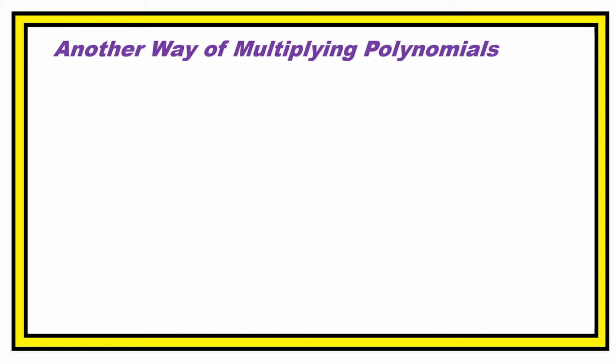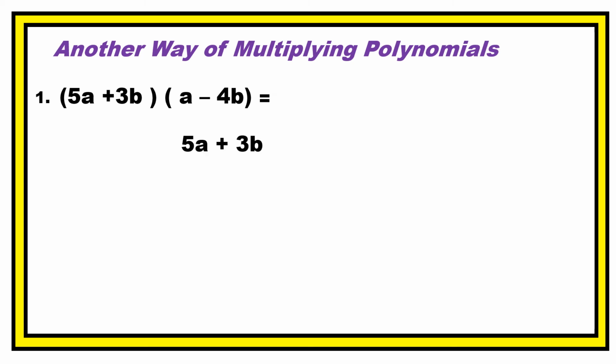Another way of multiplying polynomials. So, the vertical method. Ito yung usual way na pag-multiply ng whole number. So, example, 5a plus 3b times a minus 4b. So, first, multiply muna natin yung negative 4b sa 5a plus 3b. So, negative 4b times 3b, the answer is negative 12b squared. Next, negative 4b times 5a, the answer is negative 20ab kasi negative 4 times 5 is negative 20, then a times b is ab.